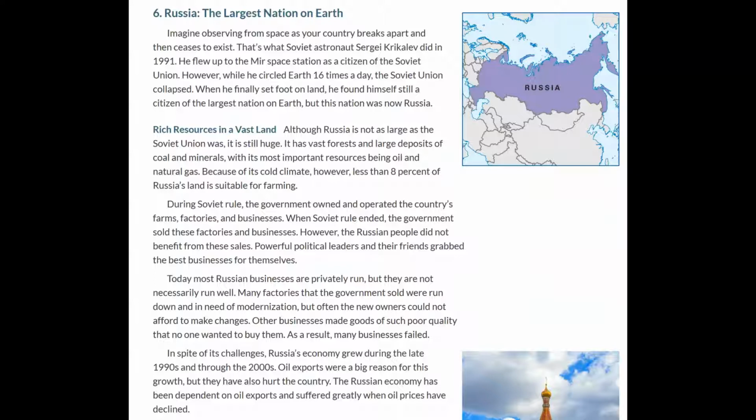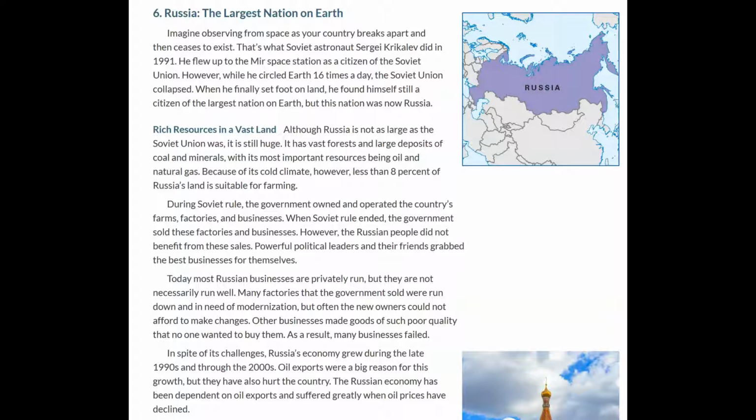Russia, the largest nation on Earth. Imagine observing from space as your country breaks apart and then ceases to exist. That's what Soviet astronaut Sergei Krikalev did in 1991. He flew up to the Mir space station as a citizen of the Soviet Union. However, while he circled Earth 16 times a day, the Soviet Union collapsed. When he finally set foot on land, he found himself still a citizen of the largest nation on Earth, but this nation was now Russia.